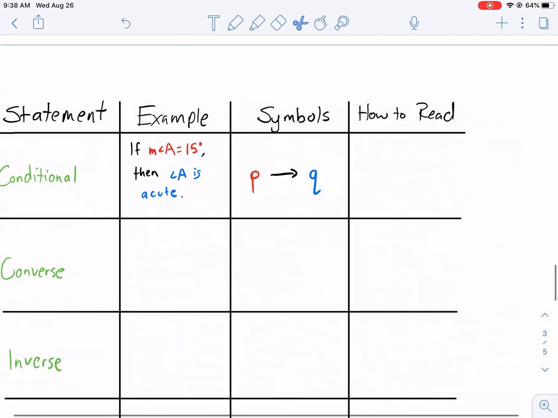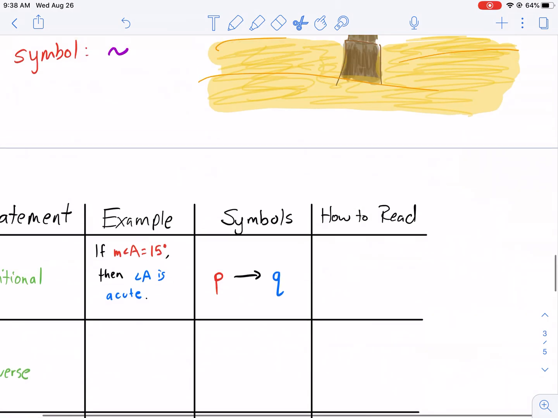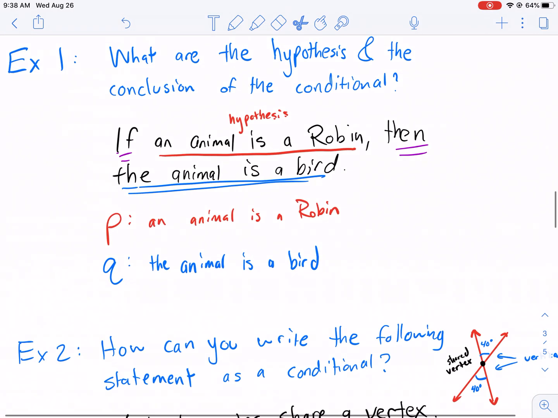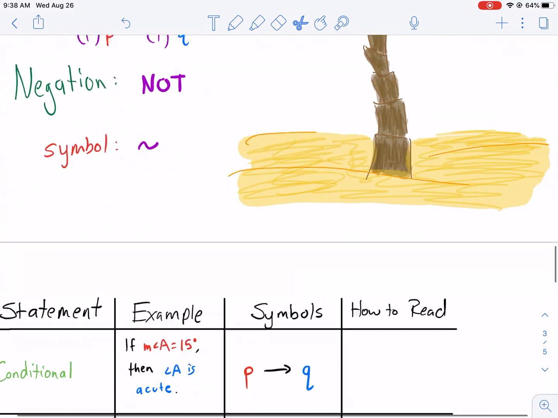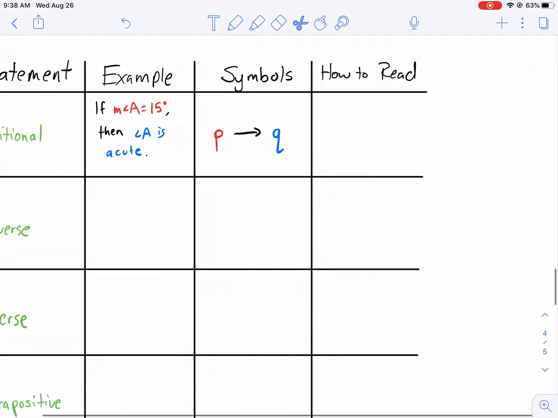This is kind of like, if an animal is a robin, then that animal is a bird. If an animal is a robin, then the animal is a bird. Is this true? Well, in this case they're both true. So angle A is acute because it is 15 degrees.